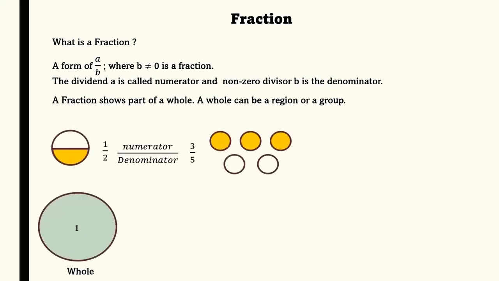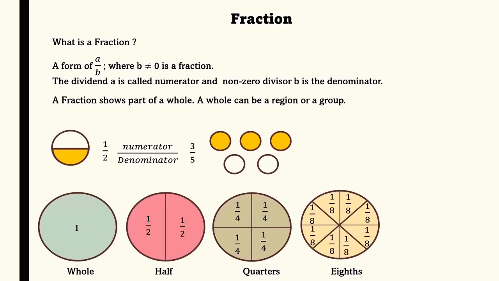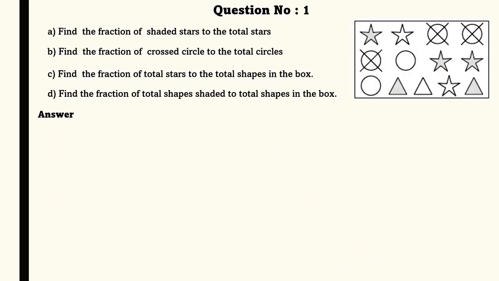If there's a full part, we call it a whole. If we divide the whole into two equal parts, it is called half, that is 1 by 2. If we divide it into 4 parts, it is called quarters, that is 1 by 4. If we divide it into 8 parts, it is called eighths, that is 1 by 8. Now let's start working out the questions.